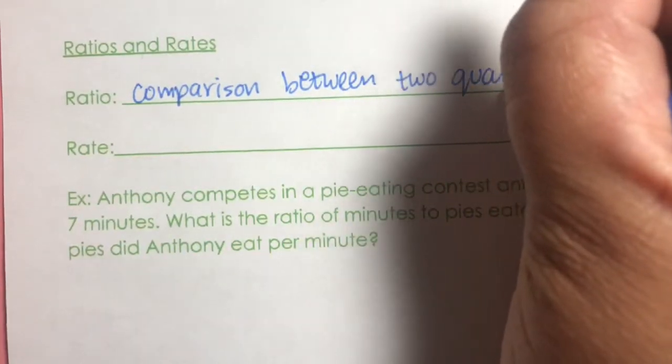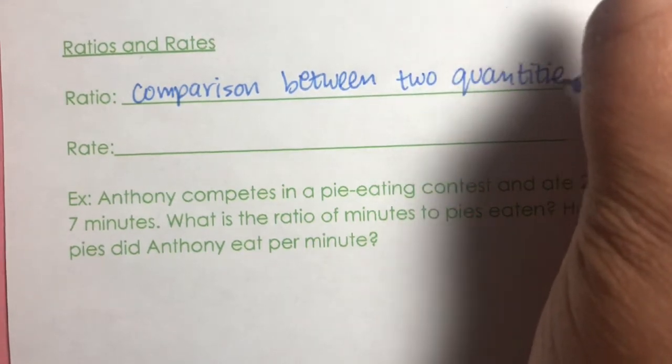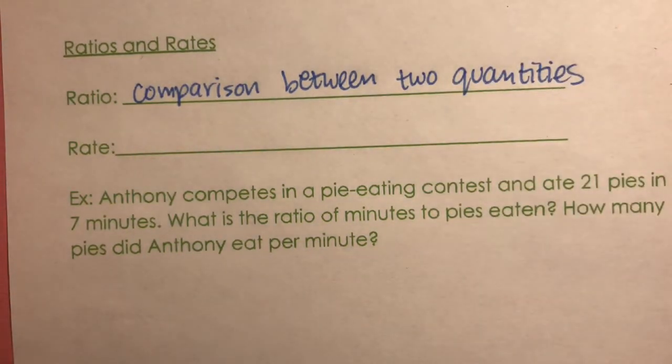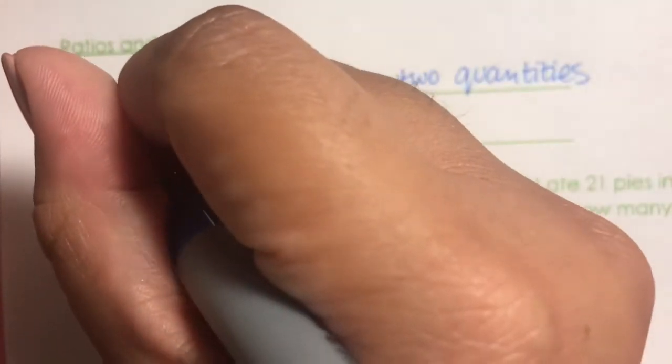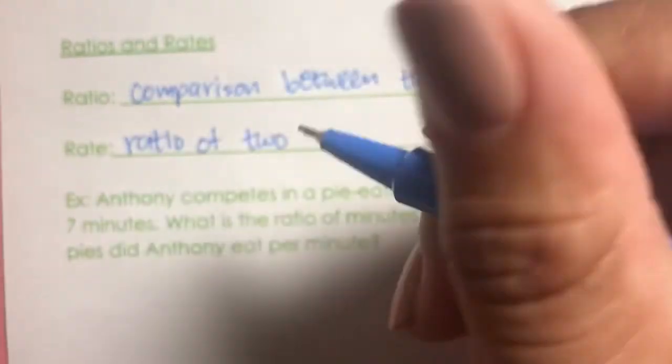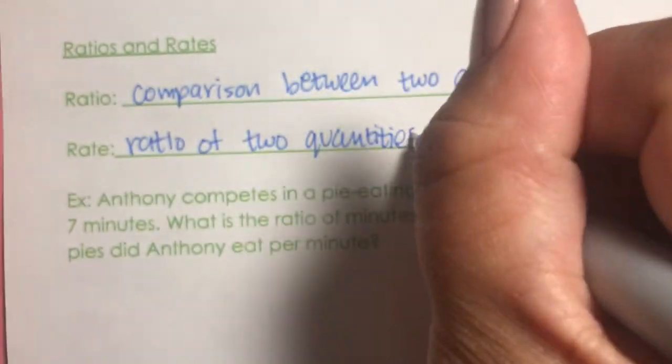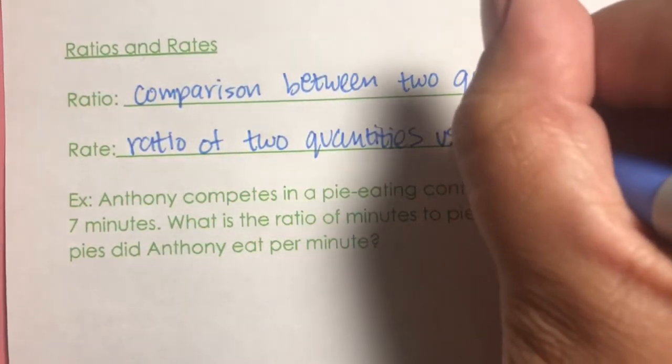So a really quick thing, so you know what you're working with. Ratio is just a comparison between 2 quantities. Okay, and rate is related to ratio because rate is the ratio of 2 quantities using different units.